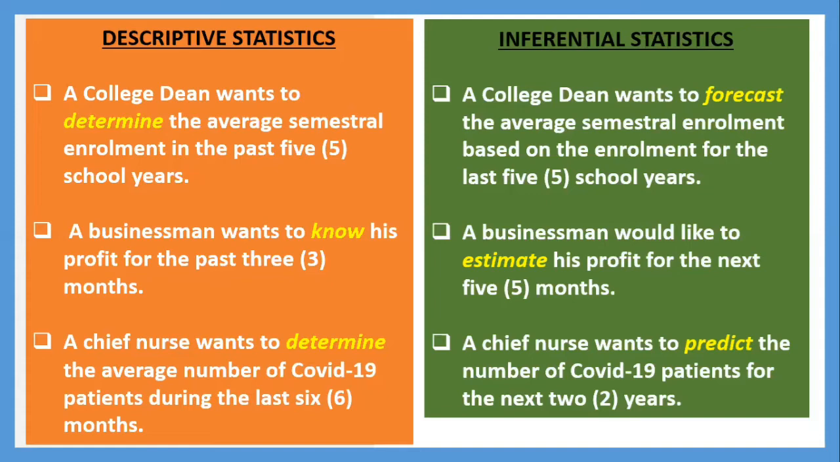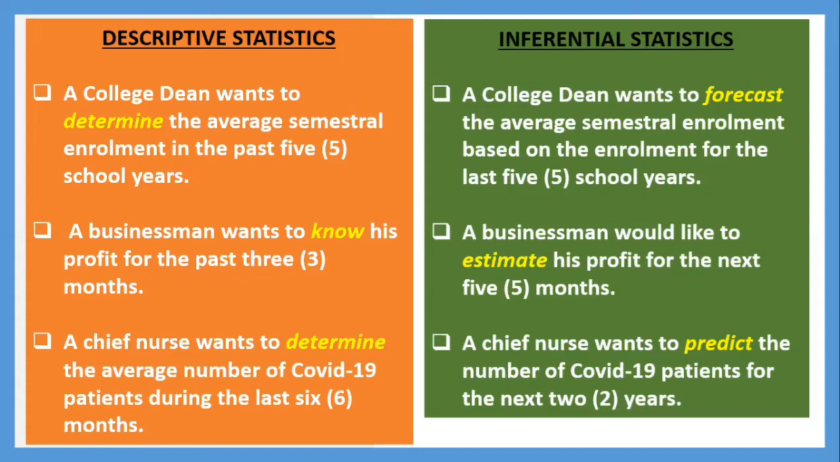Another example under descriptive statistics, a businessman wants to know his profit for the past 3 months. So the verb that was used is know, meaning to say the businessman just wants to describe his profit for the past 3 months. And in contrary, in inferential statistics, a businessman would like to estimate his profit for the next 5 months. So that makes it inferential because the businessman is trying to do estimation of his business profit.